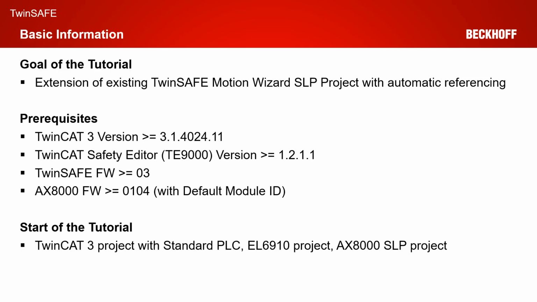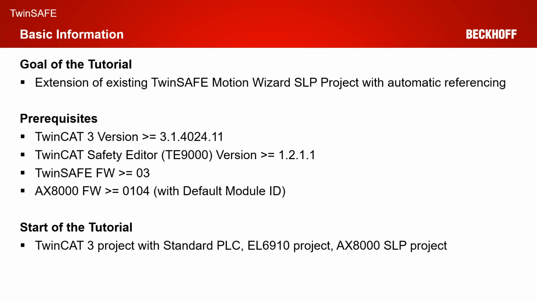The goal of today's tutorial is the extension of an existing TwinSAFE Motion Wizard SLP project with automatic referencing. So basically, we take an already existing SLP project and we add the feature of automatic referencing. As prerequisites, you need a TwinCAT 3 version greater or equal to 4024.11, a TE9000 version greater or equal to 1211. You need a TwinSAFE firmware version greater or equal to 03 and an AX8000 firmware greater or equal to 0104 with the default module ID active.